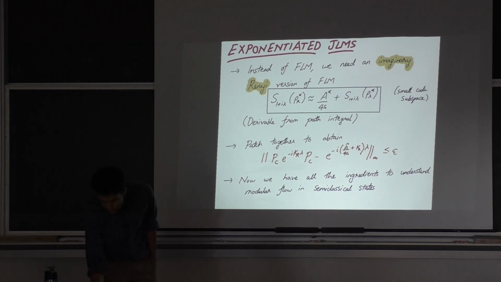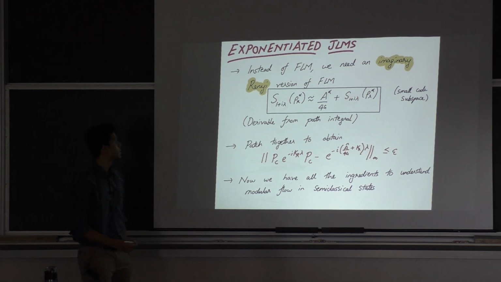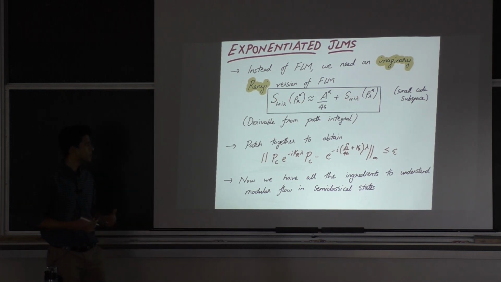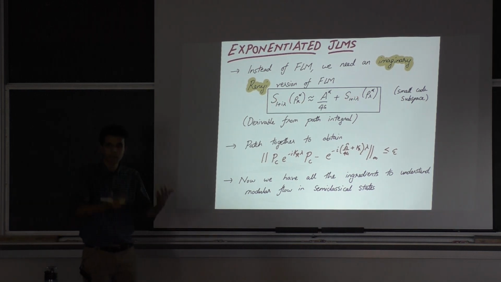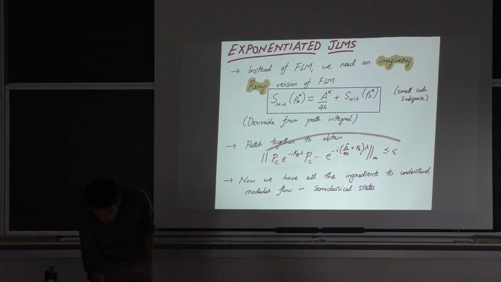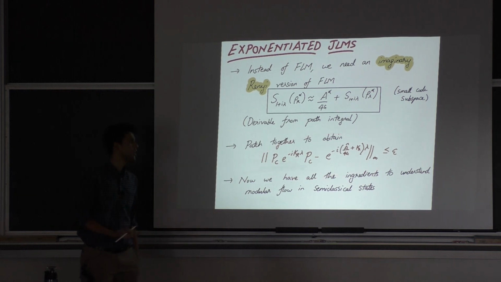So normally we talk about the entropy being given by the area plus the bulk entropy. It's the same, but now we need an imaginary Renyi parameter. This is something that's derivable from the path integral in a similar fashion as what Lewkowycz-Maldacena did, but now just for imaginary Renyi index instead of just real index. With that, you can derive this formula, which is the approximate exponentiated version of JLMS.